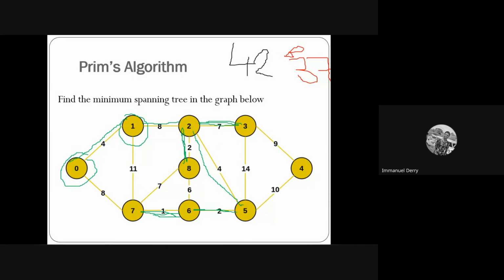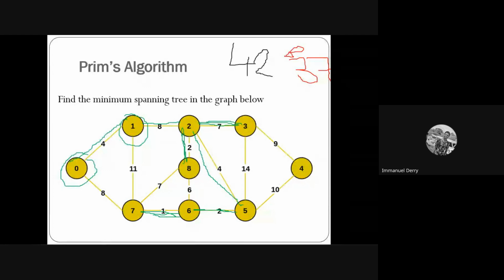Now if we try to connect this 11, which is 1 to 7, we are going to get a circle. The same way, 0 to 7, you're going to get a circle. 7 to 8, you're going to get a circle. So all these trees are disqualified.